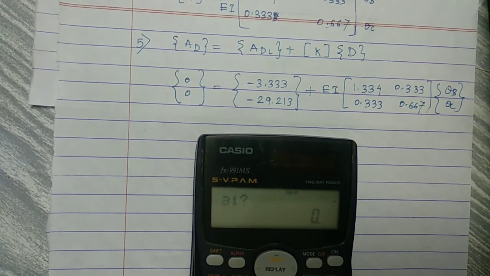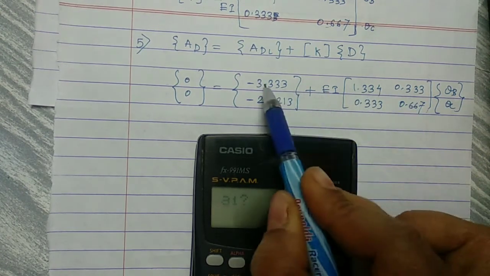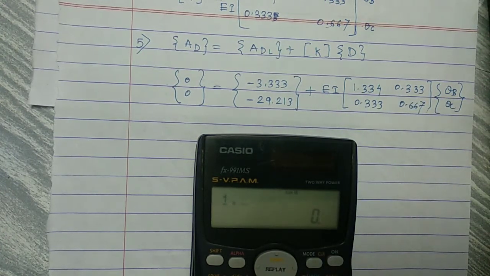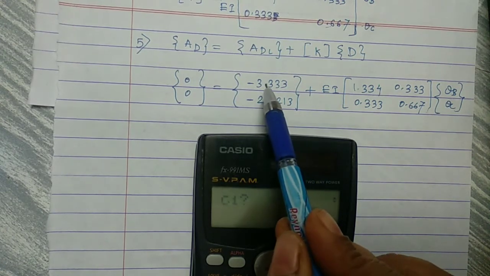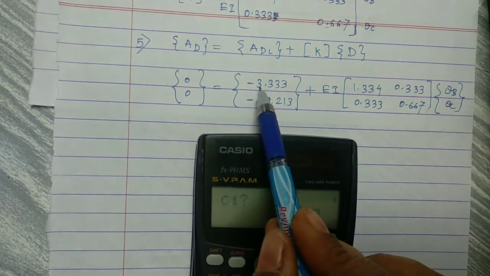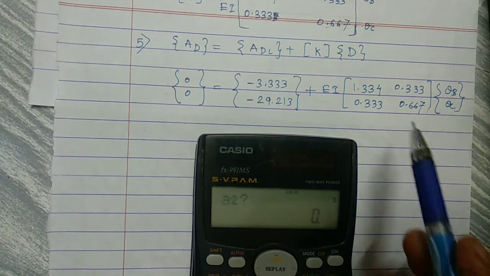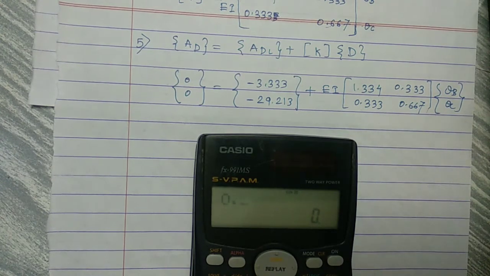So first line, first equation, coefficients of theta B and theta C: 1.334, 0.333, and the constant of the equation, this negative value on the other side of equal to becomes positive. So here 3.333. Second equation coefficients 0.333, 0.667, and the constant of the equation 29.213. So here are the answers.